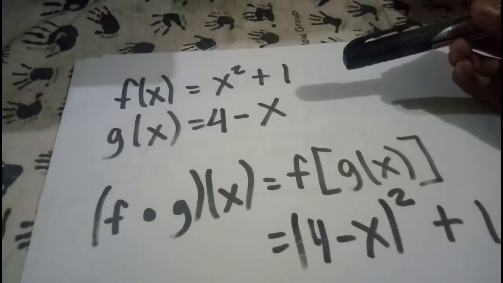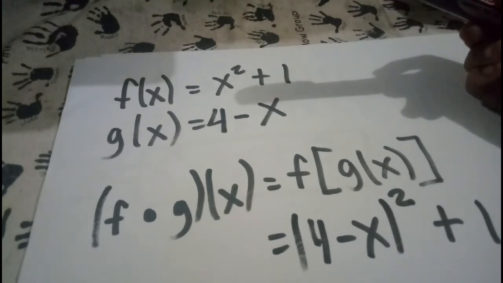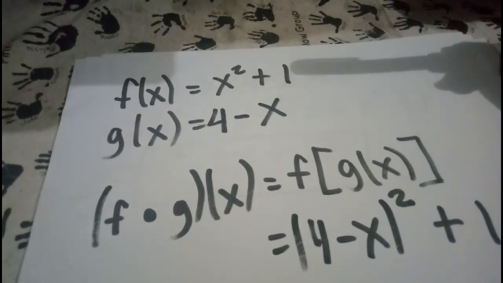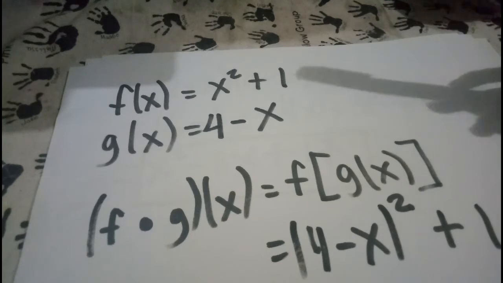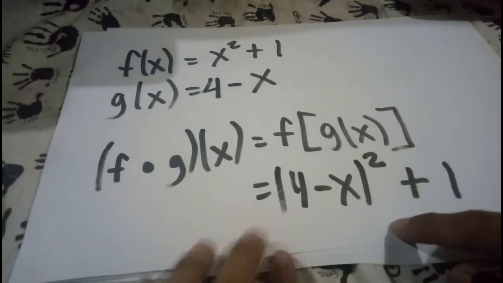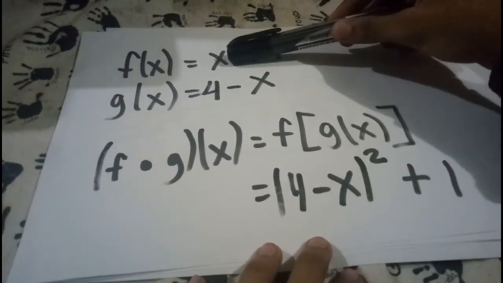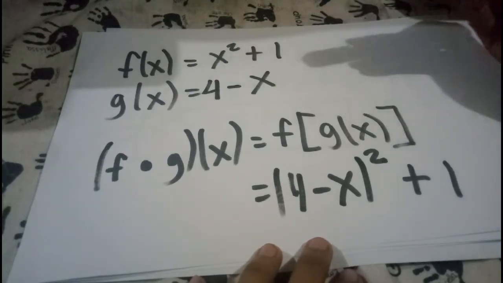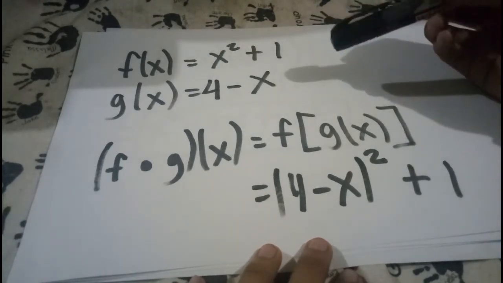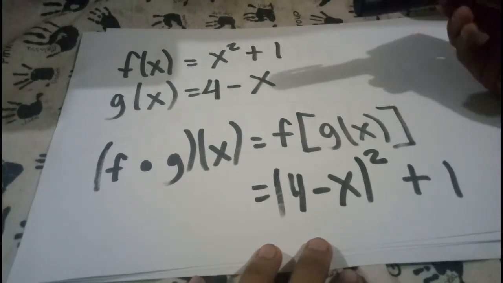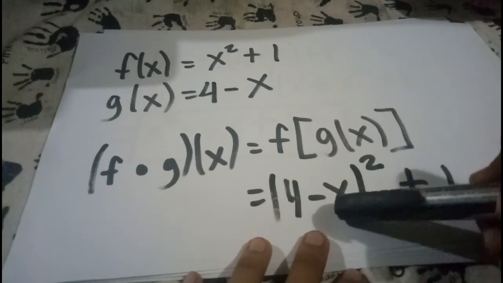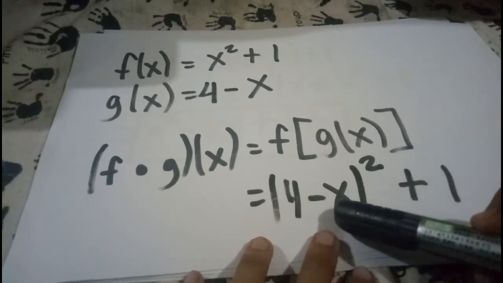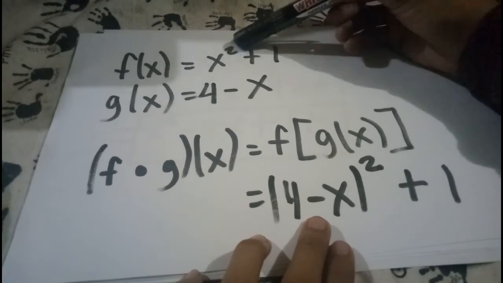In these examples, f of x is equal to x squared plus 1, g of x is equal to 4 minus x. F of g of x, we're going to plug g of x into f. So, here, the x in the f of x is substituted by the g of x. Then the g of x is 4 minus x, so I put it right in here, and then I put the squared and the plus 1.